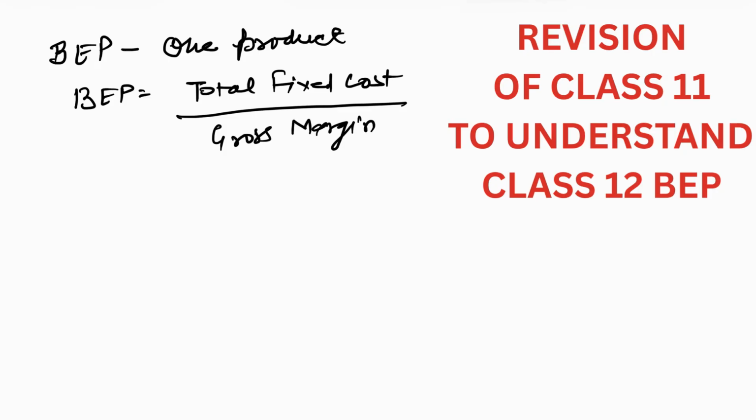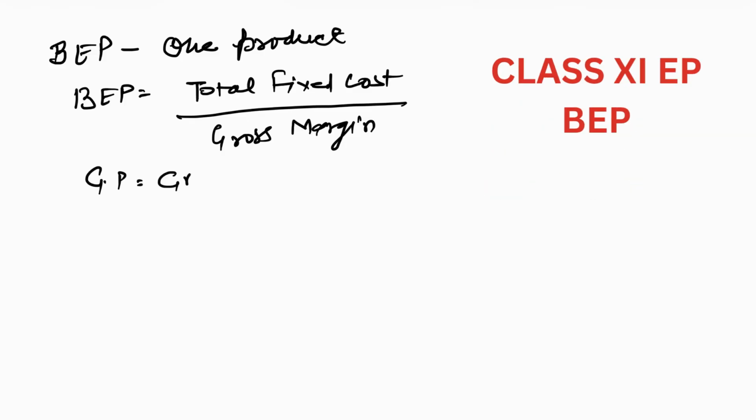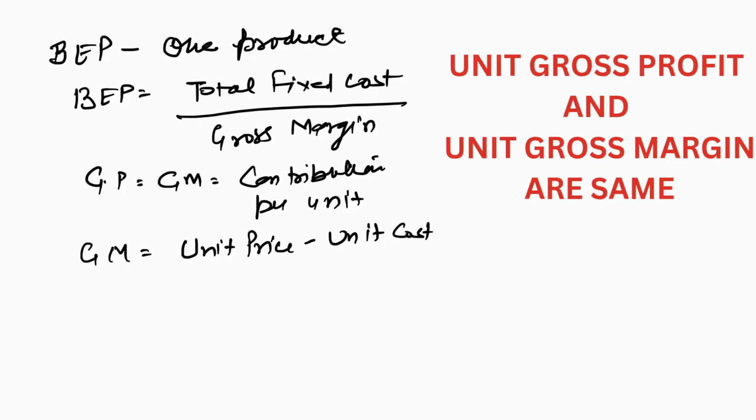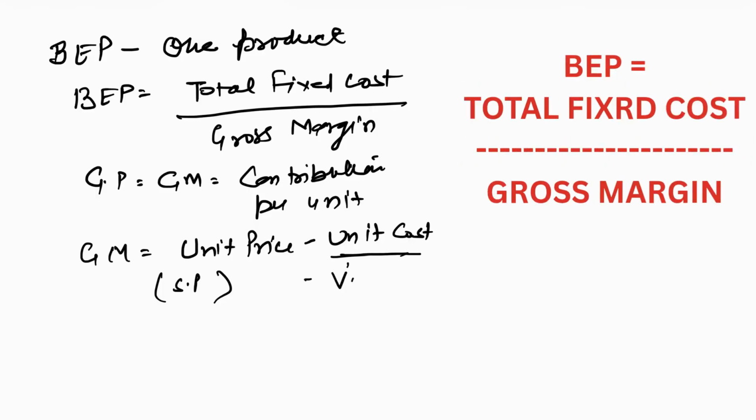Now keep it in your mind that gross profit, gross margin and contribution per unit are one and the same. But how is this gross margin calculated? This gross margin is equal to unit price minus unit cost. As its name suggests, unit price is the selling price of one product, and unit cost is the cost of one product, and unit cost is the variable cost. Keep it in your mind. Sometimes in place of unit cost, variable cost can also be written there.